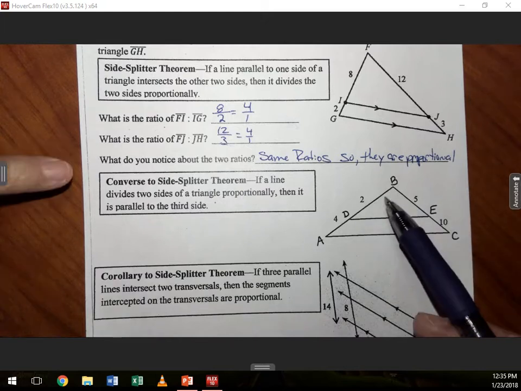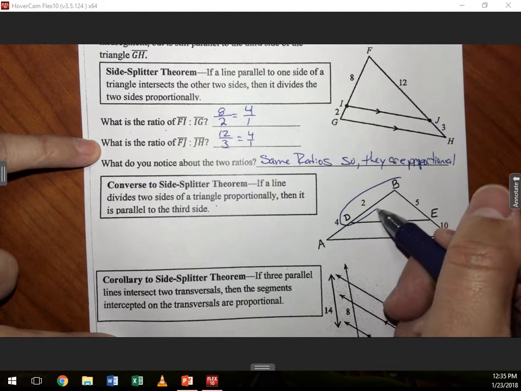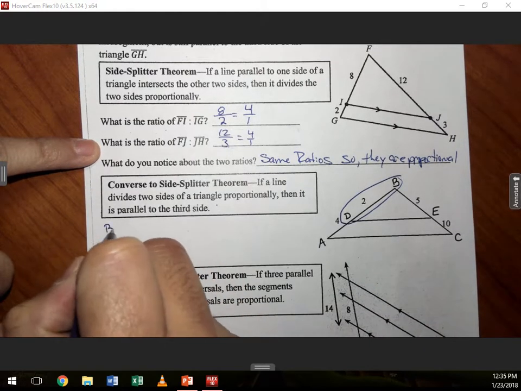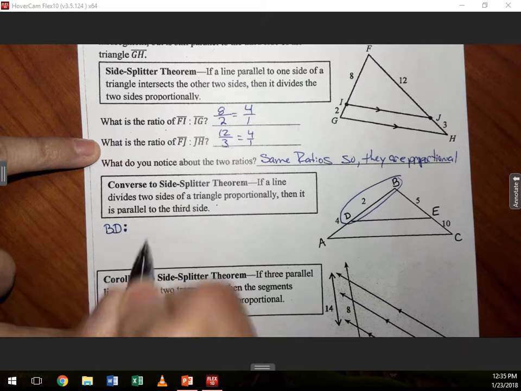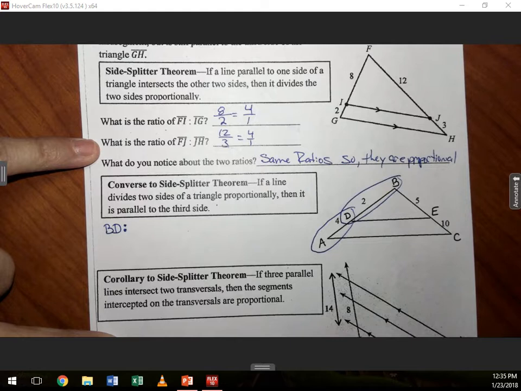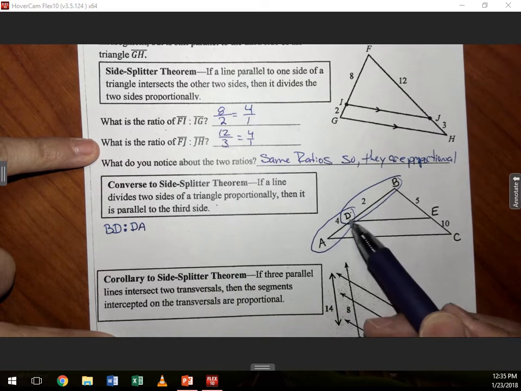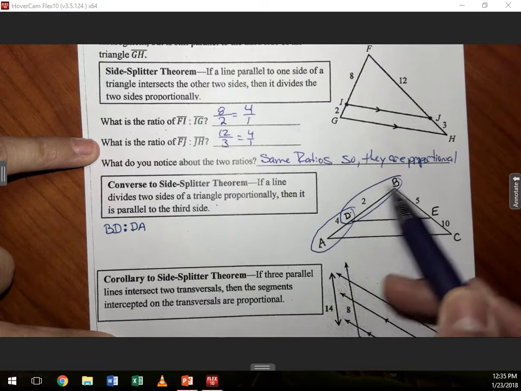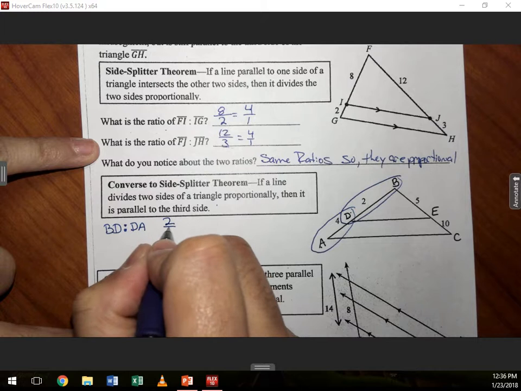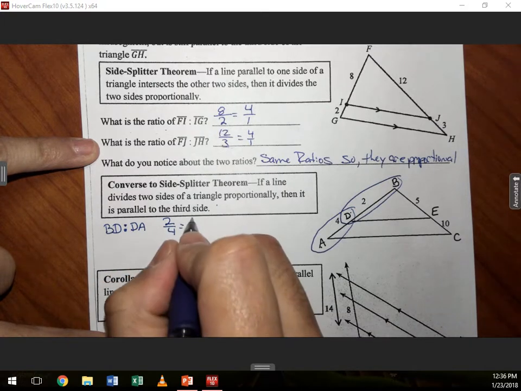So to do their proportions, let's do this right here. So let's go like this. So what's that going to be? 2. So that's going to be my BD. 2. What's my other side? DA. There we go. So BD to DA. So what am I going to have? What are the values that I'm going to put in? 2 over 4, which reduces and gives me 1/2. Very good. 1/2.